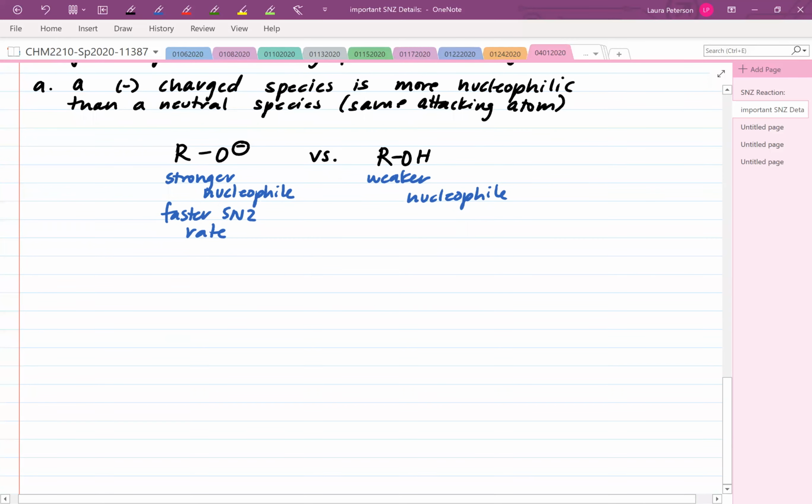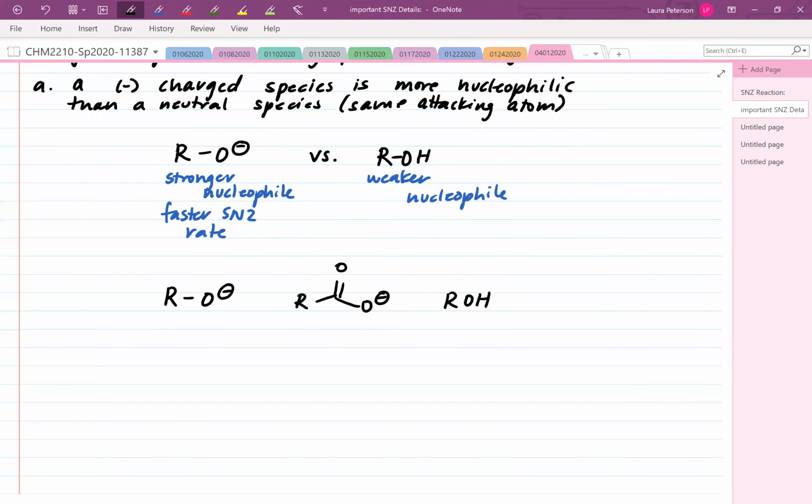So let's think about one other series of bases that's related to these. Let's compare the alkoxide to acetate to alcohol. Well, we already know that alkoxide's a better nucleophile than the alcohol. We just looked at that. But what about the acetate anion in the middle? How do we know, for the carboxylate anion, where that falls?